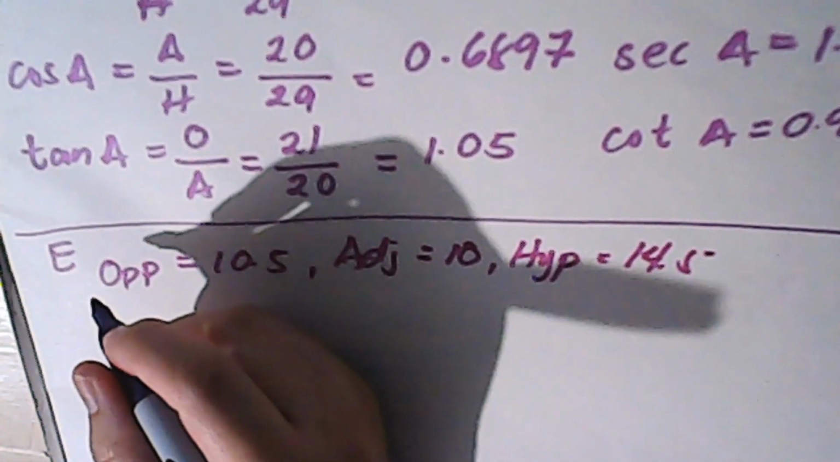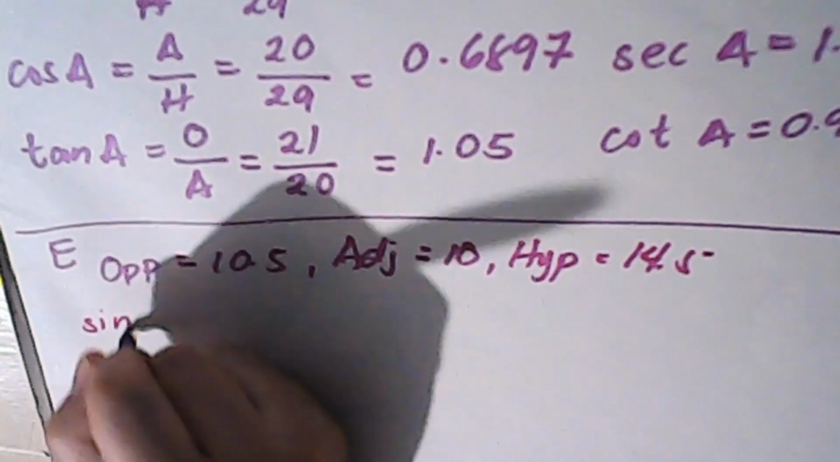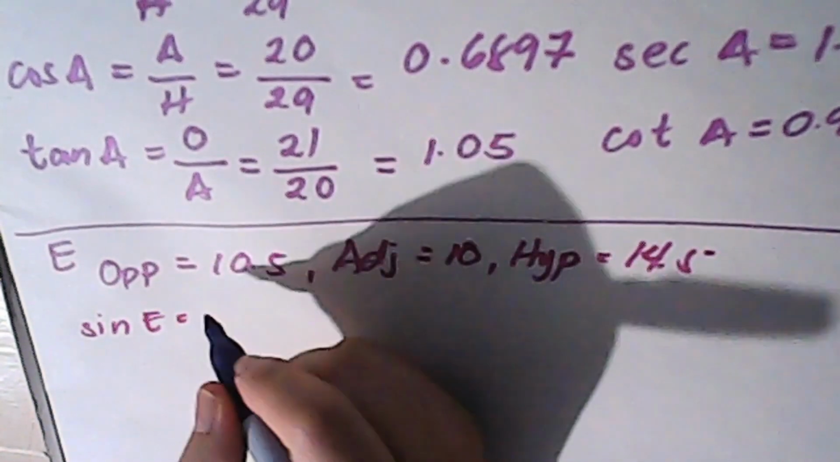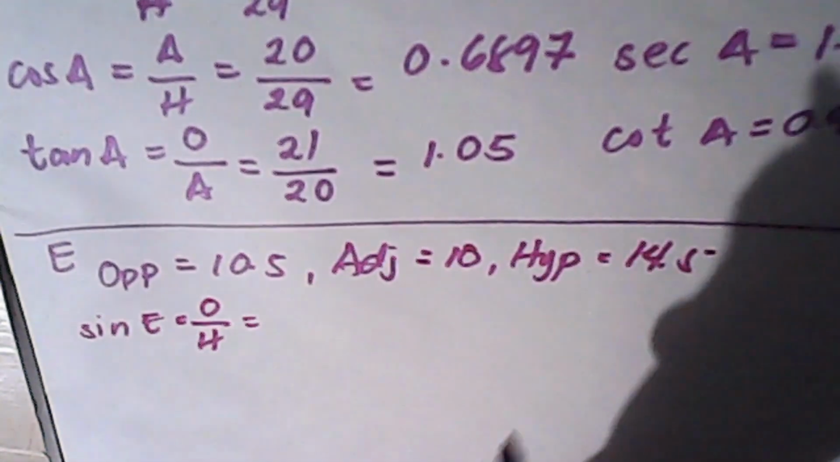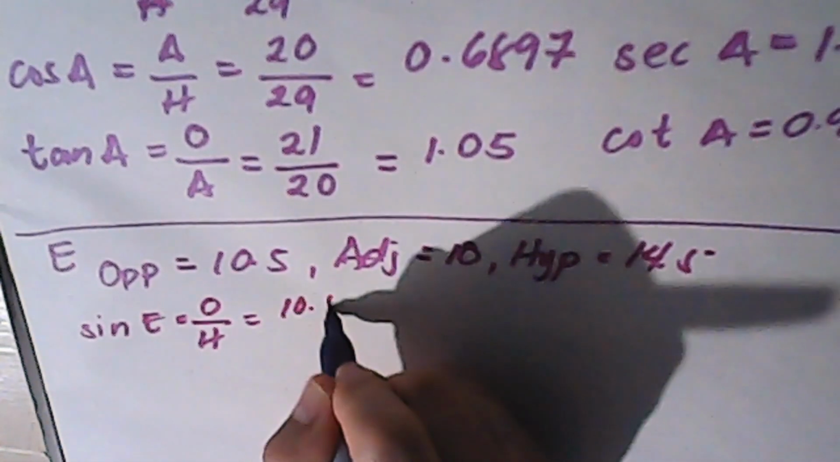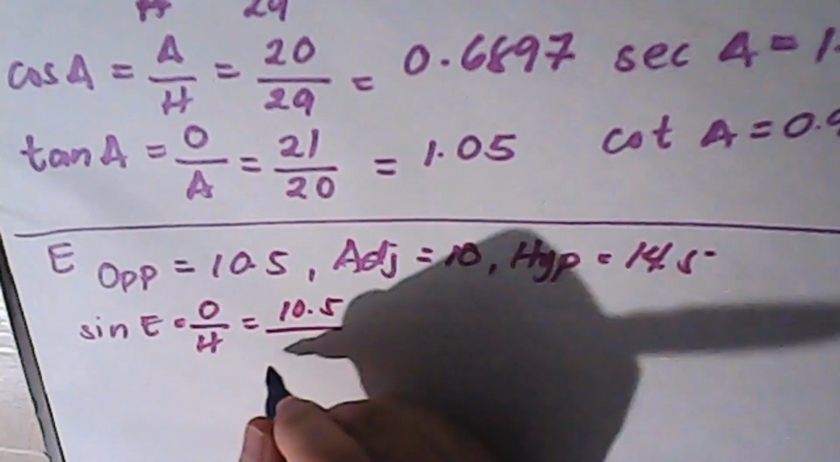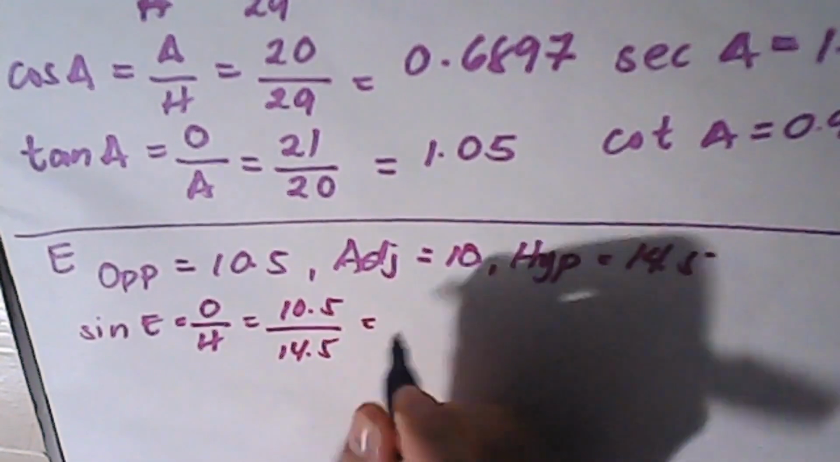So first we are going to get sine E. As we know, sine is opposite over hypotenuse. Therefore, this will be 10.5 divided by 14.5.